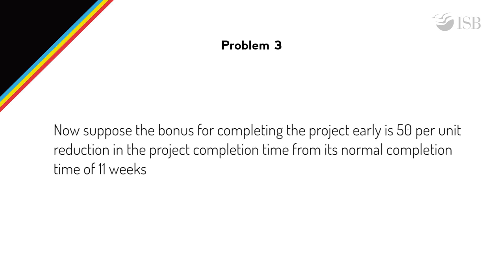The next problem, that is problem 3, we suppose the bonus for completing the project early is 50 per unit reduction in the project completion time from its normal completion time of 11 weeks. We want to maximize the net revenue, which is the bonus, including the reduction in overhead costs per unit reduction in the project completion time that is received, minus the incremental direct cost due to the reduction in the durations of some activities. Then the constraints remain the same as in problem 2, but the objective function is changed to maximize 50 times alpha minus 25 times Rb minus 25 times Rc minus 30 times Re.